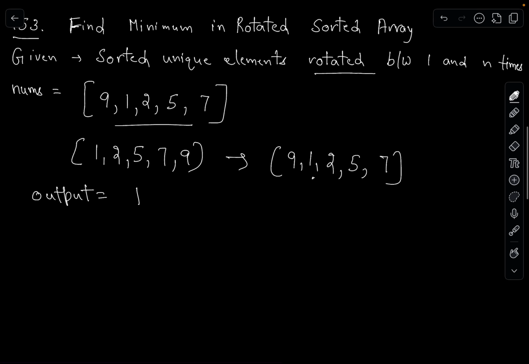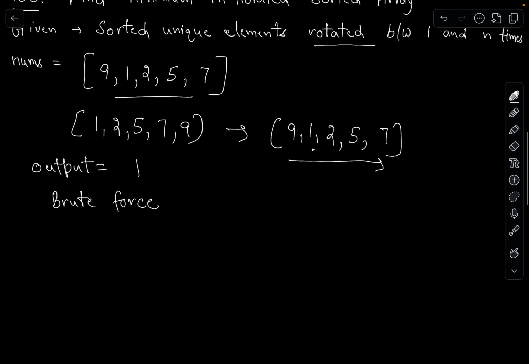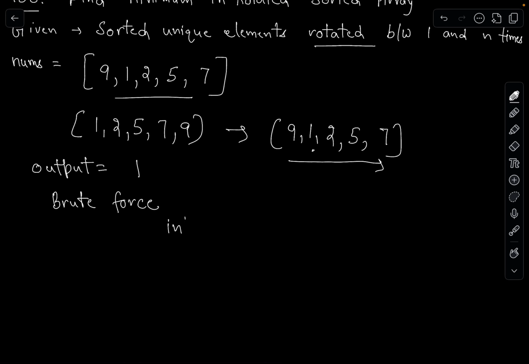How can we solve this problem? If you think of the brute force way, we could just iterate from left to right and do a comparison element by element, and whichever is the minimum element, we could store it as our answer. I'll just write the pseudocode here. So we'll assume that the minimum element given to us is the first element.